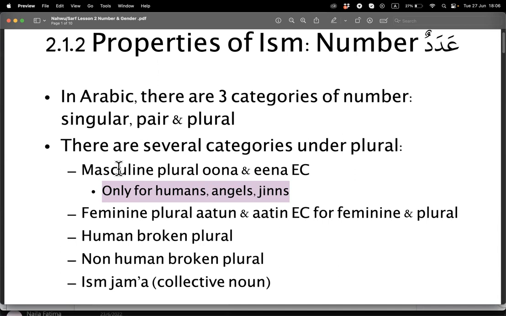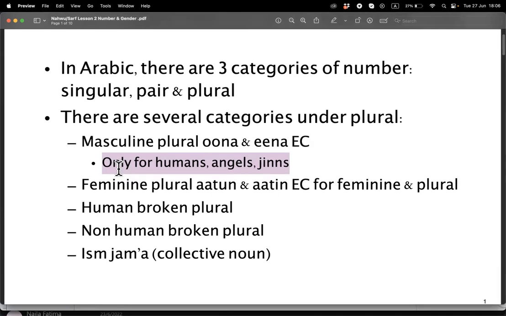Plural. Muslimatun, atun, atin. Right, exactly. So that is feminine plural. That's called feminine plural.